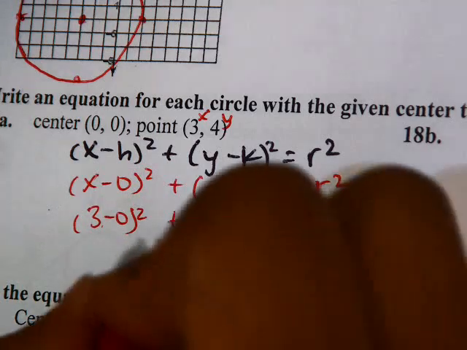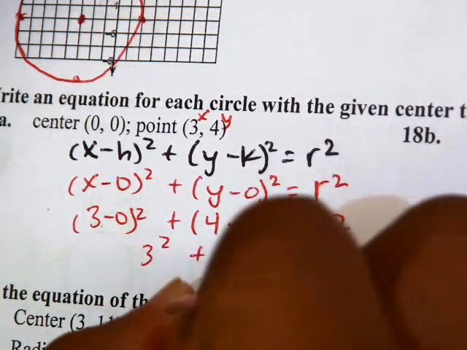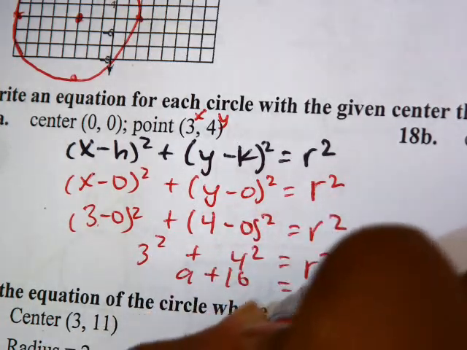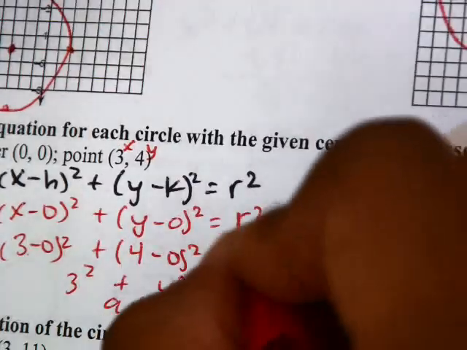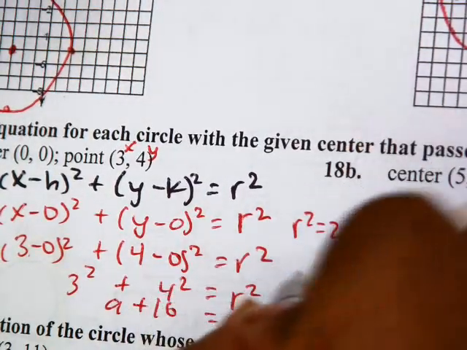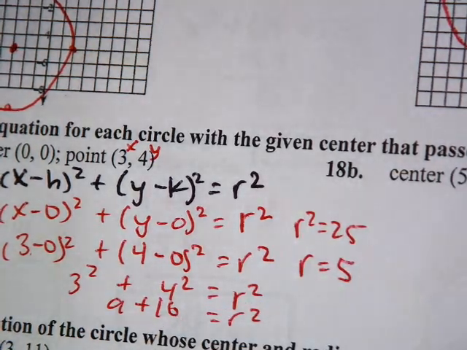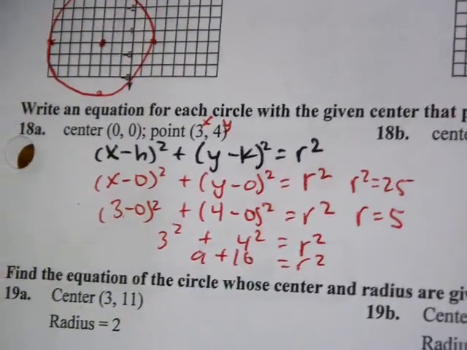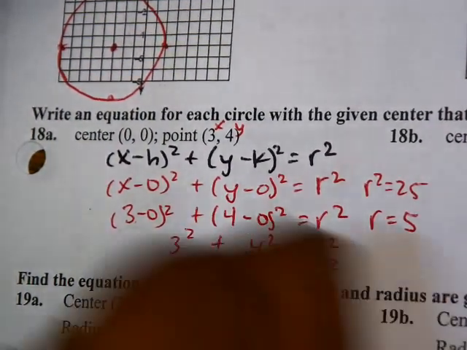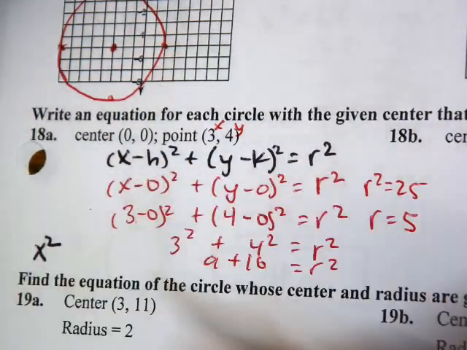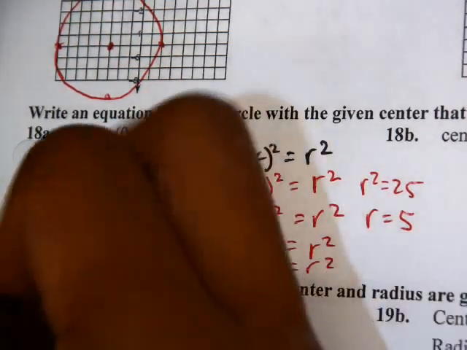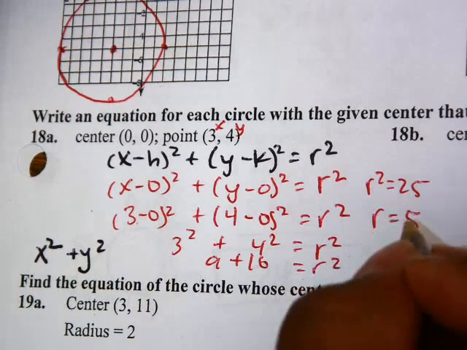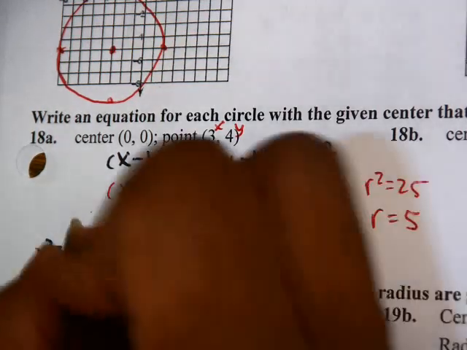3 minus 0 is 3. This is 9 plus 16. So r squared is 25, and r is 5. Still have to write the equation over. I have to write x minus 0, which is actually the same thing as just x squared. Y minus 0, which is the same thing as y. And then squared equals r squared. R is 5, r squared is 25.